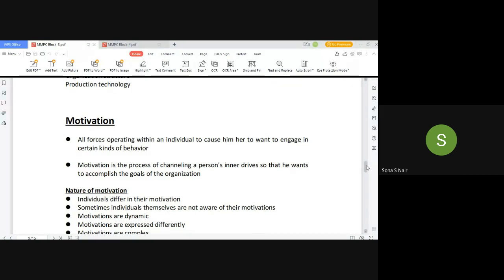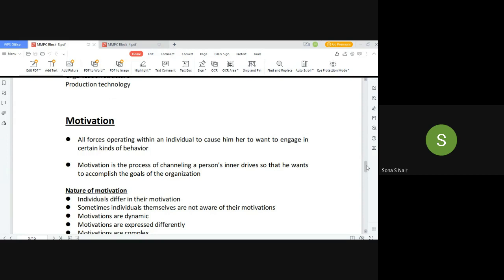And the second definition of motivation, equally important to an organization, is the process of channeling a person's inner drives so that he wants to accomplish the goal. So one, we need to know what kind of motivations people have, what forces are working within them. And second, we need to channel those motivations in a direction where they want to accomplish the goals of the organization. And when would that happen? That would happen when they see the goals of the organization as leading to their own personal goals. When they see that, they are going to work towards accomplishing the goals of the organization.